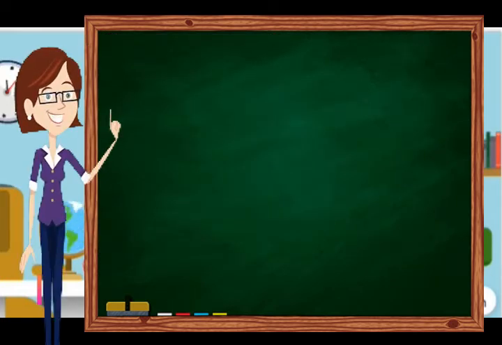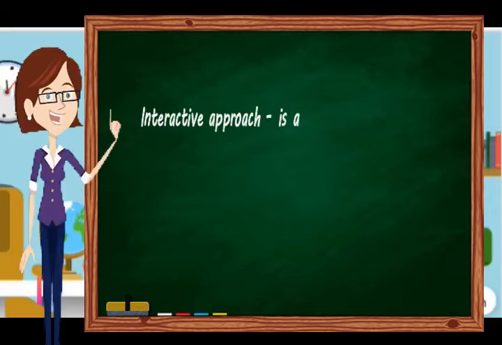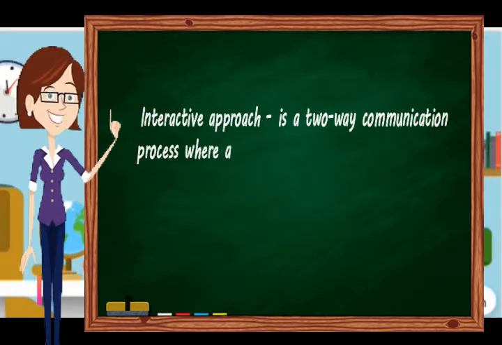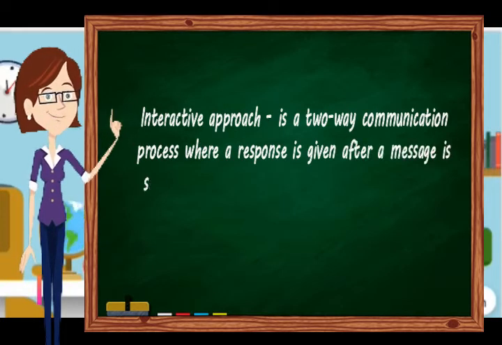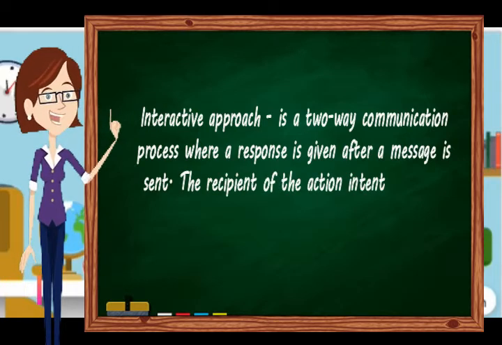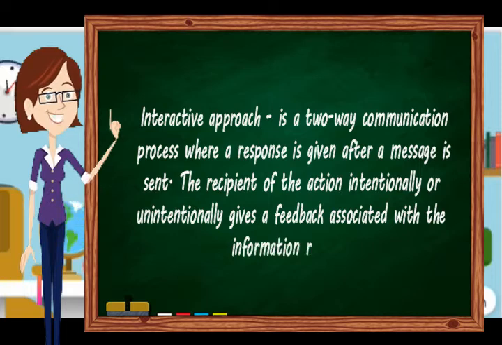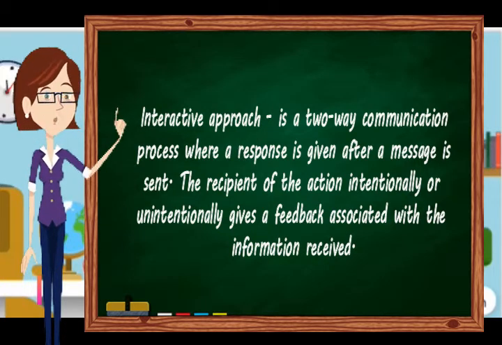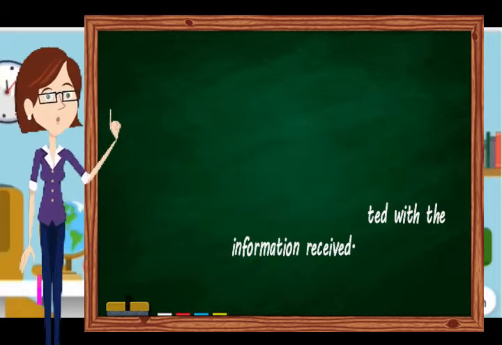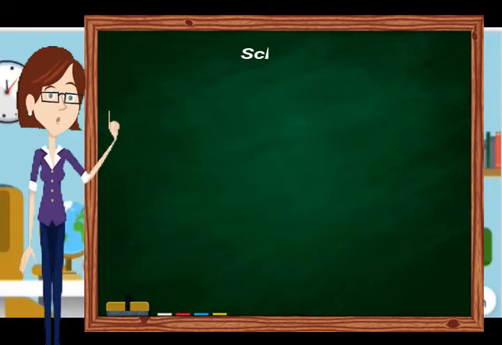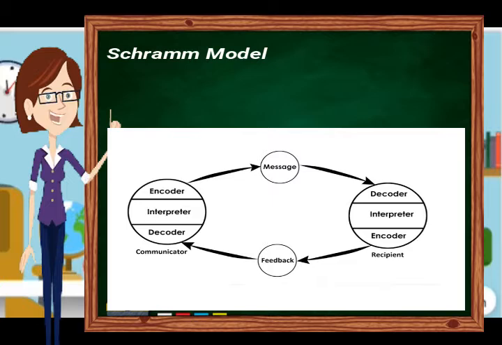Let's proceed to the second model of communication, introducing the interactive approach. It is a two-way communication process where a response is given after a message is sent. The recipient of the action intentionally or unintentionally gives a feedback associated with the information received. Schramm model. Take a look at the picture.